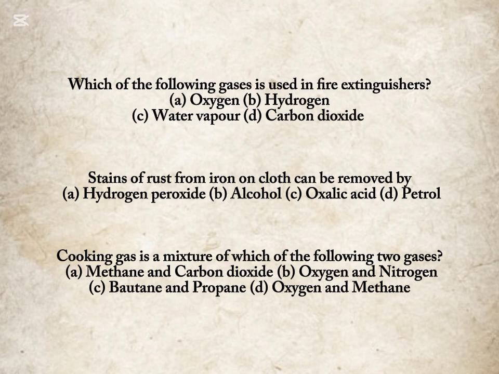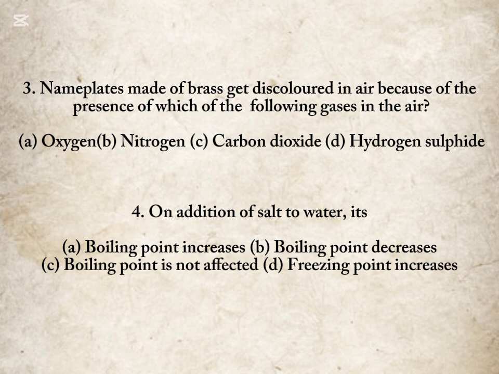3. Cooking gas is a mixture of which of the following two gases? A. Methane and carbon dioxide. B. Oxygen and nitrogen. C. Butane and propane. D. Oxygen and methane. The correct option is D. Oxygen and methane.